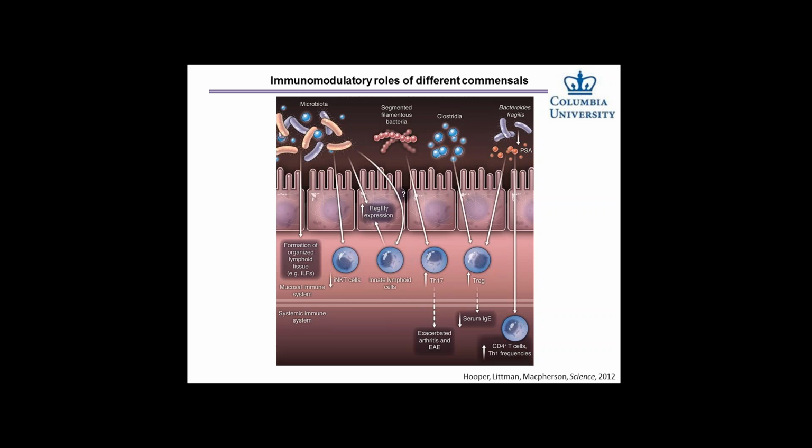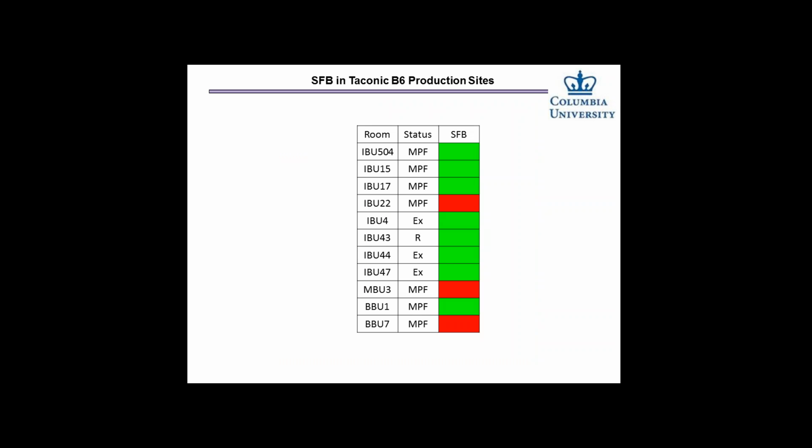So just because we were talking about SFB, I want to show you that, interestingly, SFB is now included in the health status of Taconic animals. This is a quick search that I did the other night showing the 57 Black 6 production locations at Taconic. As you can see, green labels locations that don't have SFB, and red labels locations that do.